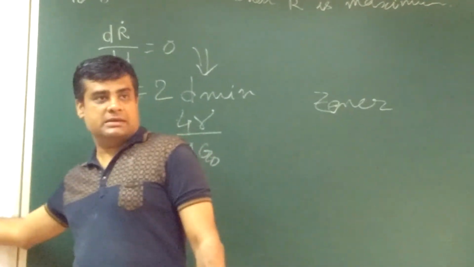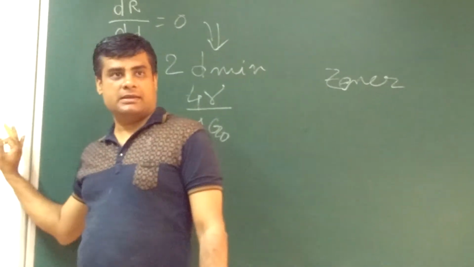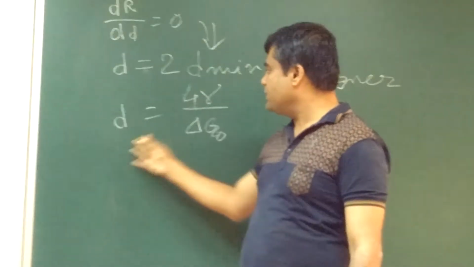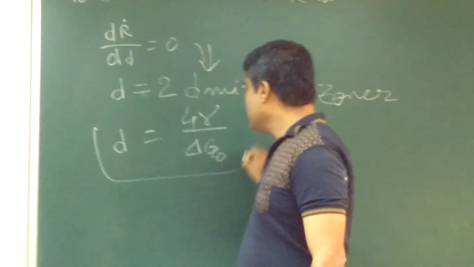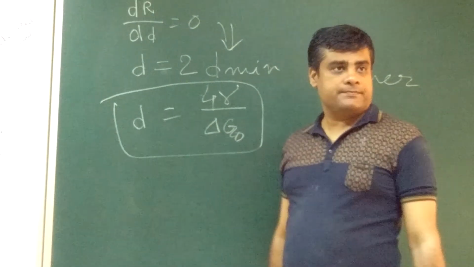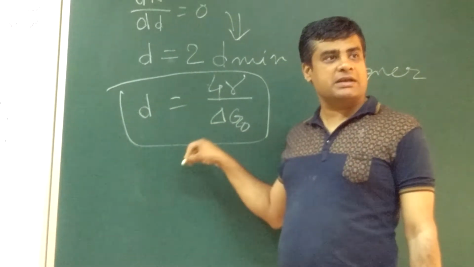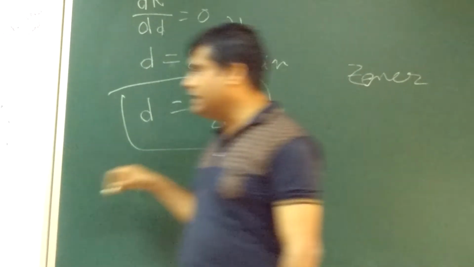Maximum growth rate of this thing, the growth rate of the aggregate. And r dot is maximum for d equal to 4 gamma over delta G naught. So the actual spacing is this. Now, what is delta G naught? It is the change without any interface.